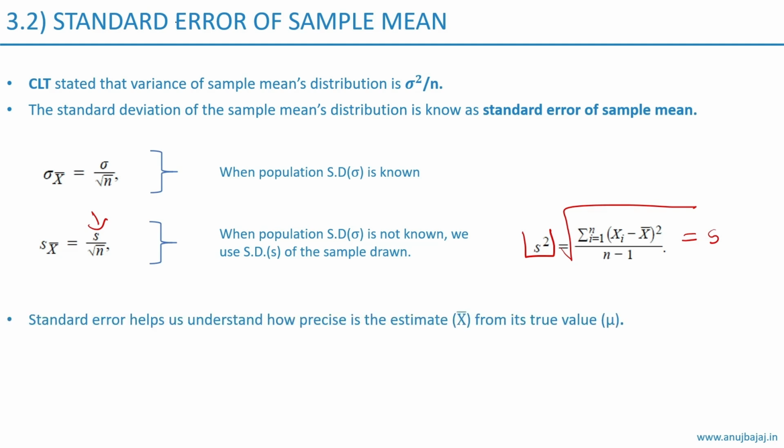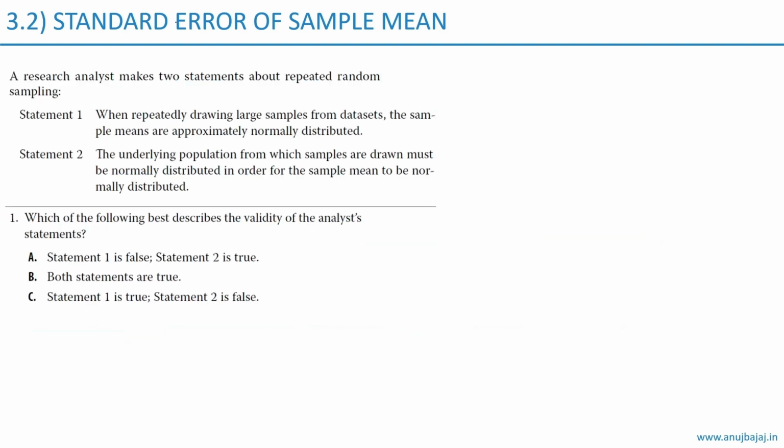So the standard error of the sample mean helps us understand how precise the estimate is relative to its true value. That is, how much does the sample mean that we have calculated from the sample drawn vary from the population mean. So the main point of the central limit theorem was to help us find the standard error of the sample mean, so we can understand how much the sample mean deviates from the population mean.